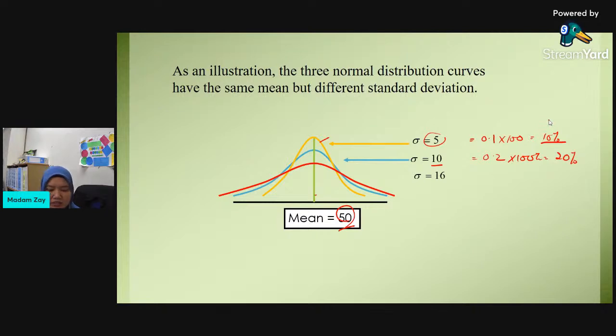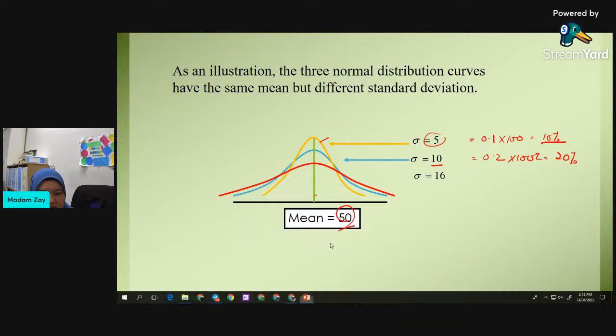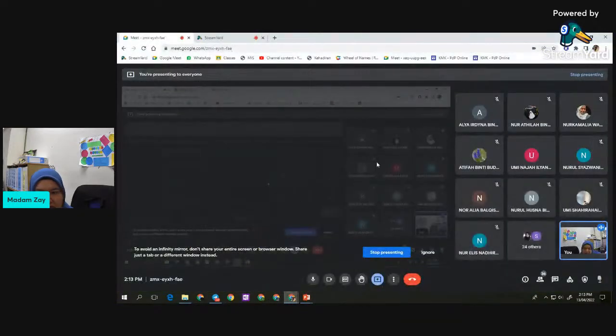Siapa tu? Ada cakap apa ke? Saya ada dengar siapa-siapa yang buka mic. Ada nak cakap apa ke? Okay.